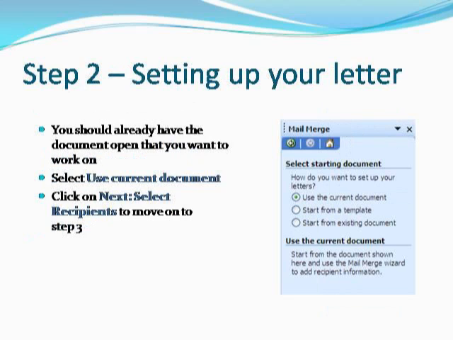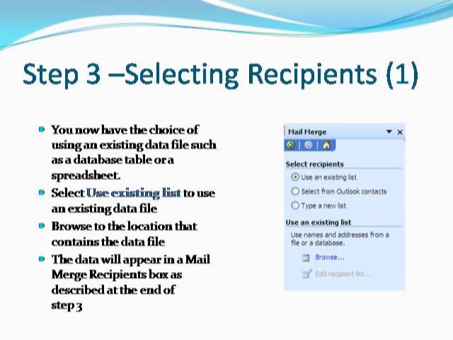Step 2 is setting up your letter. You should already have the document open that you want to work on. Select Use Current Document. Click on Next, Select Recipients to move to step 3. In step 3, you have the choice of using an existing data file or creating a new list. For using the existing list, you have to select the option Use an existing list. Browse to the location that contains the data file. The data will appear in a mail merge recipients box and you can move to step 4.